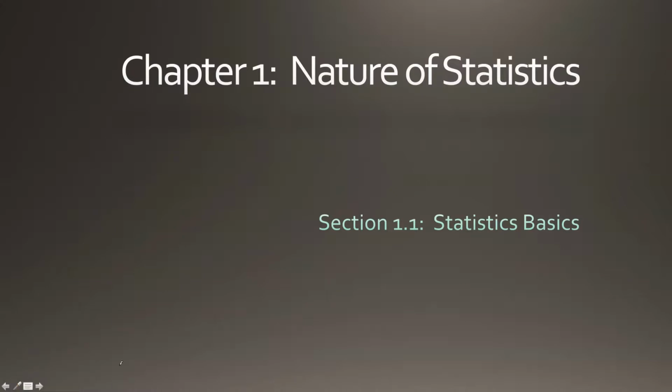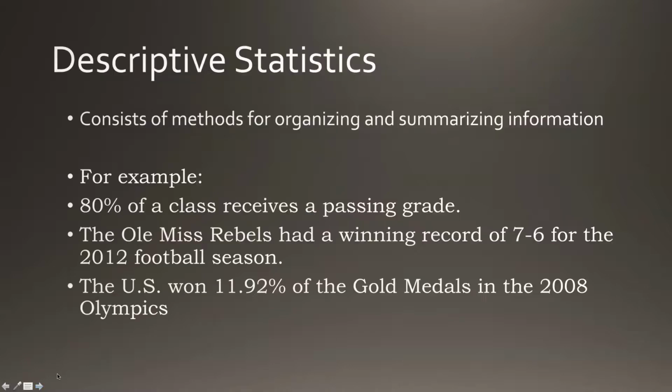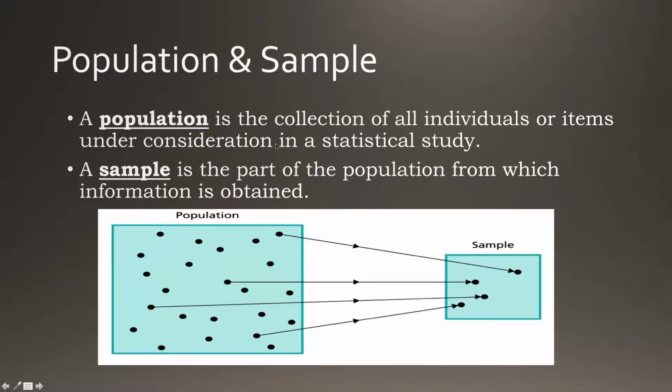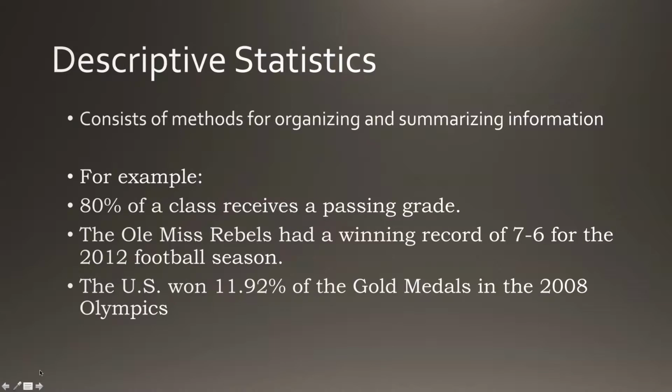The first thing we're going to do, and this is section 1-1, Statistic Basics, is talk about, first and foremost, descriptive statistics. As it says, it consists of methods for organizing and summarizing data. The thing that I can state the most to you is the organization and summarization part of this. So organizing and summarizing. If you notice, we've got some examples down here.